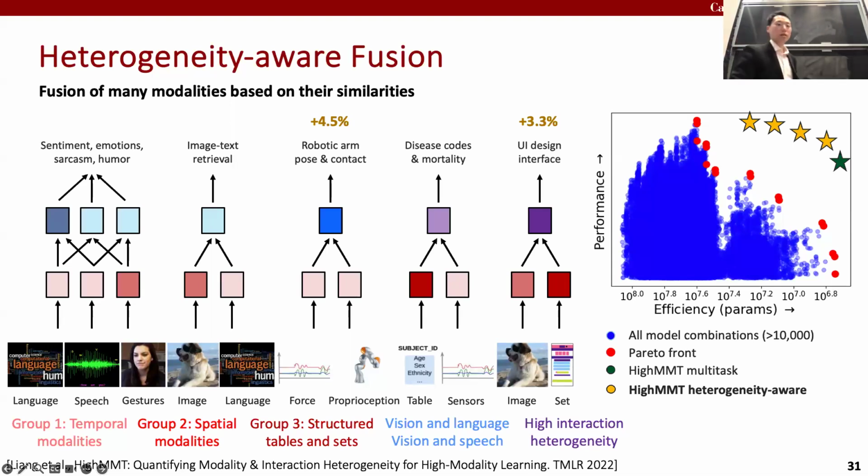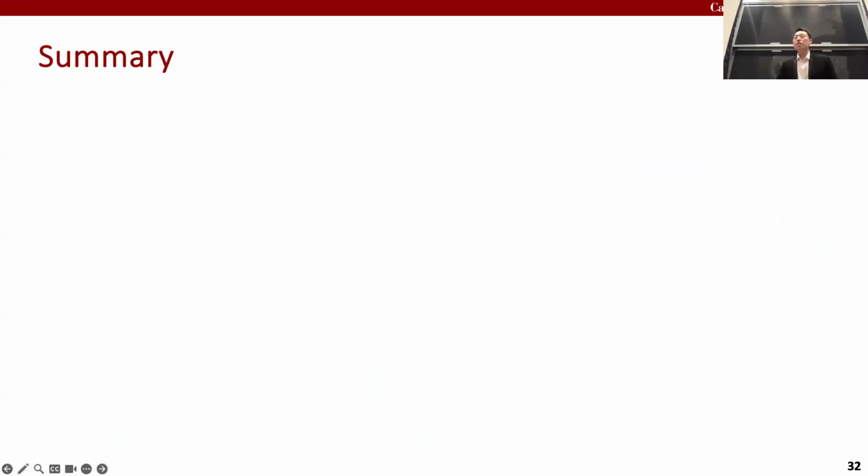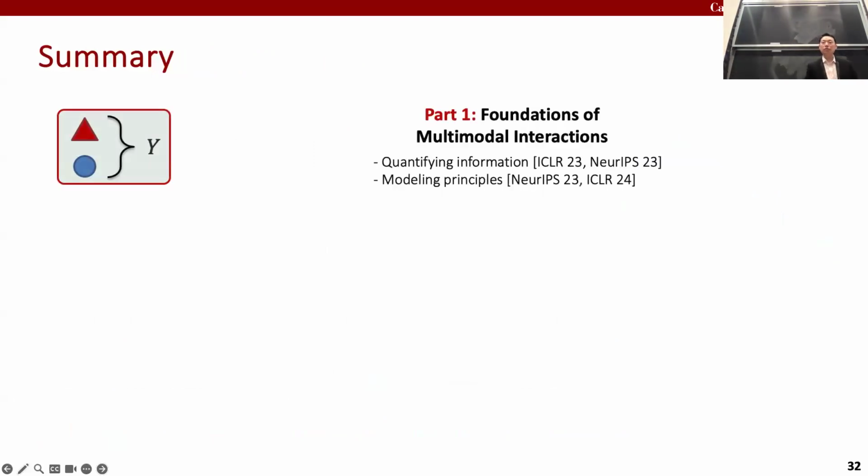So to summarize, in the first part, we looked very in depth at this problem of multimodal interactions. This basic building block of having two modalities and a task is common to many multimodal problems. By understanding the information and choosing the right methods in a principled way, we show how we can make these methods more explainable and usable by practitioners.